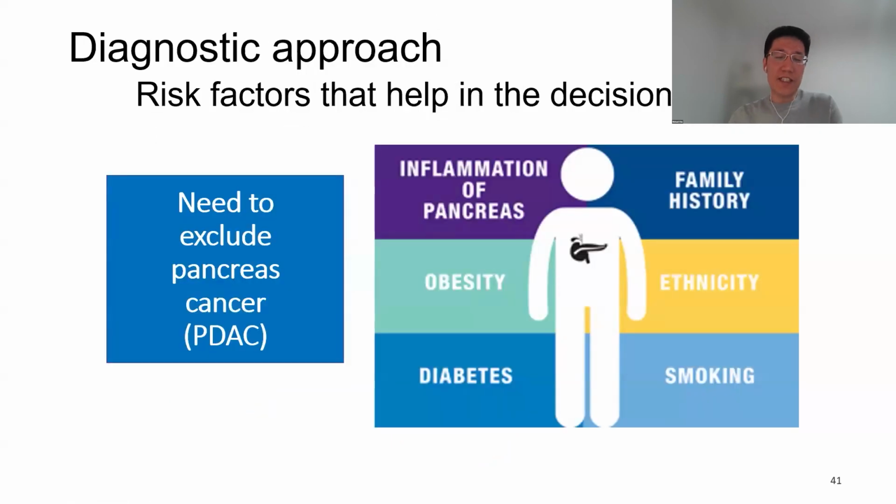So for the risk factors that help in decision making about seeing a patient, we always think about excluding pancreatic cancer because that's the worst diagnosis that we can give to a patient. And as Adam alluded to with the liver, if you have chronic inflammation of the pancreas, so chronic pancreatitis, a family history, smoking, diabetes and obesity, it actually increases your risk of pancreatic cancer. And in America, Ashkenazi Jews and also African Americans have a higher risk of pancreatic cancer as well.